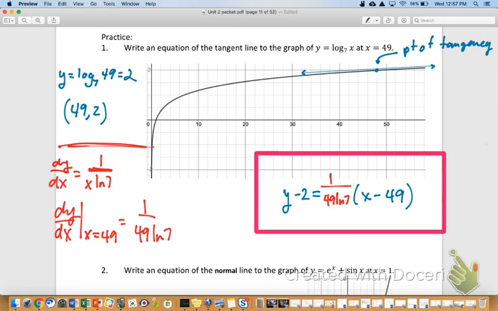Let's try number 2. So would we just leave it how it is? I would leave it how it is, yep. In fact, some people get uncomfortable with that. They're like, whoa, we need a decimal number for the 1 over 49 ln of 7. I'd say the mathematician in me says, that's better.